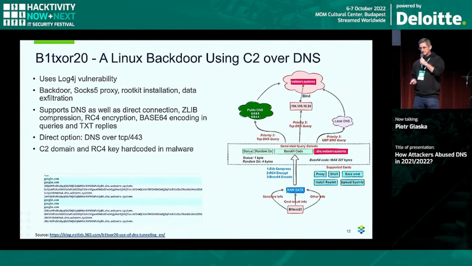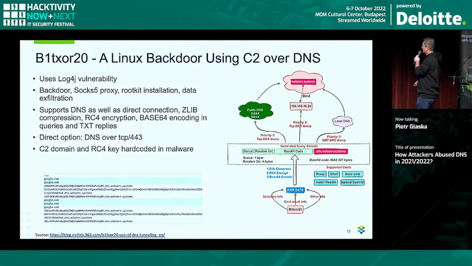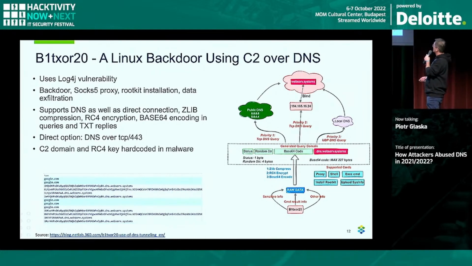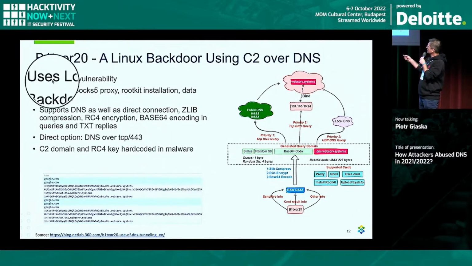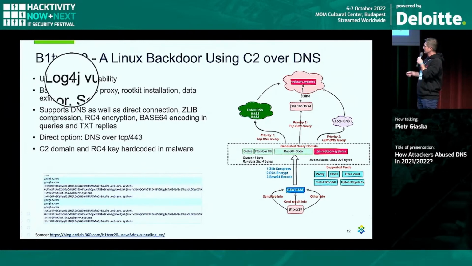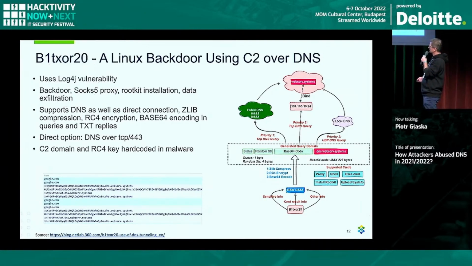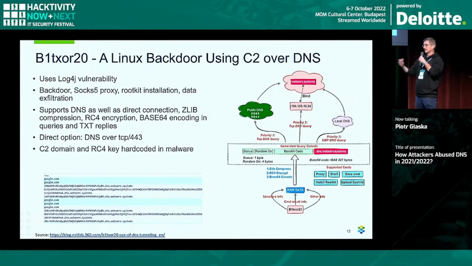Another example, this is a Linux backdoor called B1txor20, which is also using C2 over DNS. This one is exploiting the log4j vulnerability. So basically it is scanning the network. If some hosts contain a vulnerable host, they will use this vulnerability to install the backdoor. The backdoor has the possibility to execute commands, download new malicious plugins, and install a SOCKS5 proxy. There was a possibility to install a rootkit and exfiltrate data.